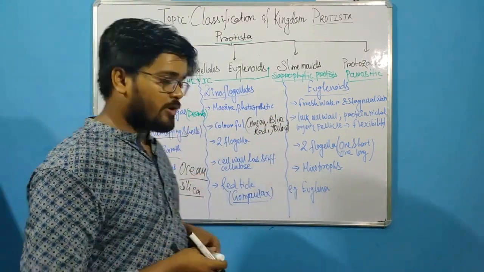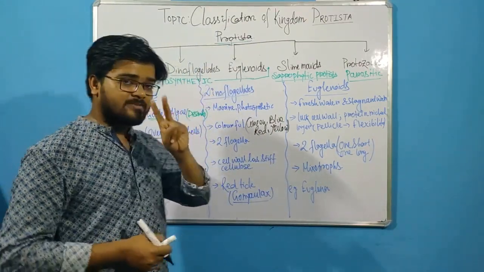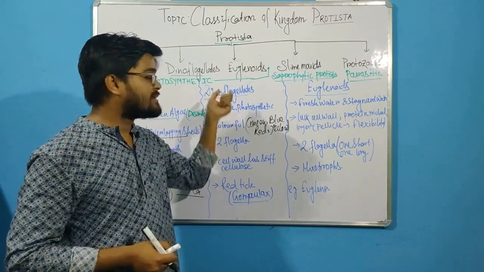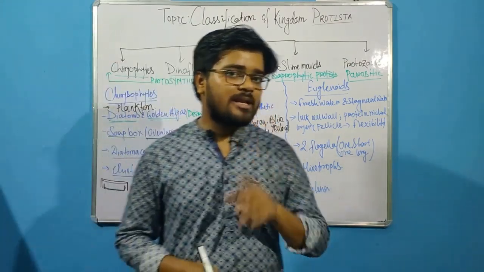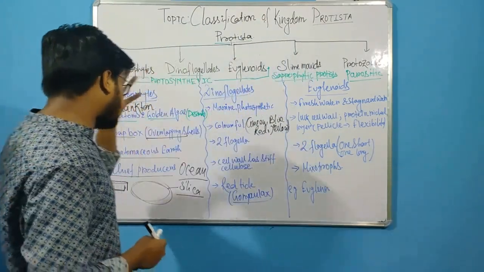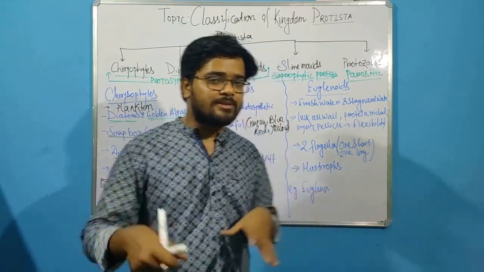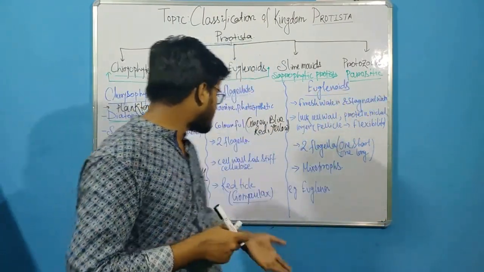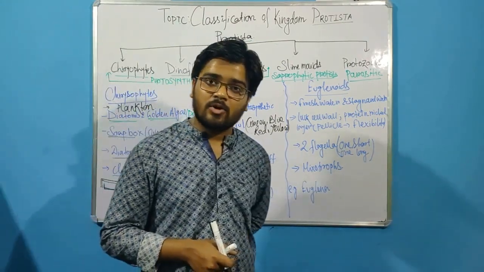Generally in their body, dino means two, and flagellate comes from the word flagella. So in their body they have two flagella. What is the flagella? We already know the flagella helps in locomotion, and they are generally long. So if the flagella is present, it will definitely help in locomotion.